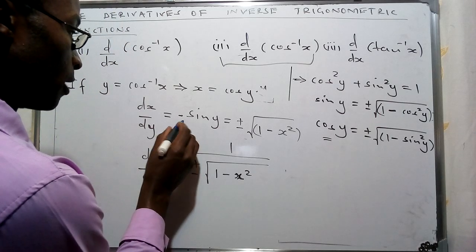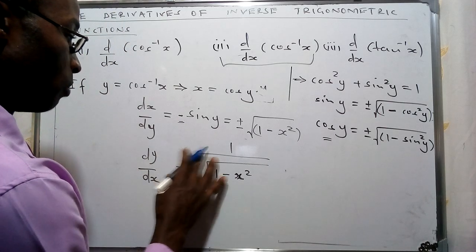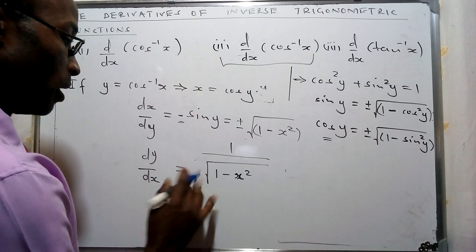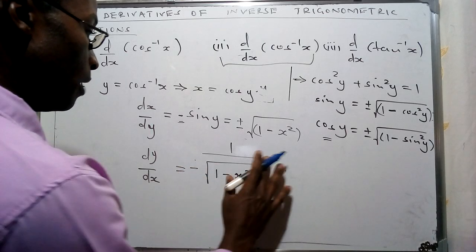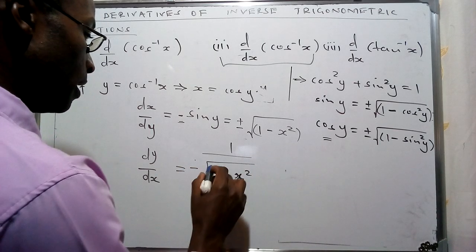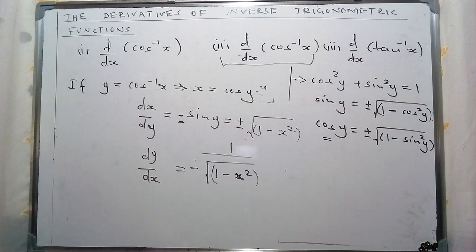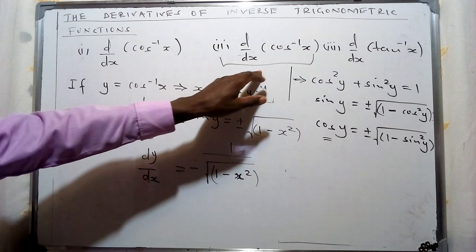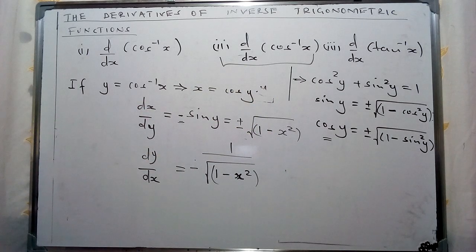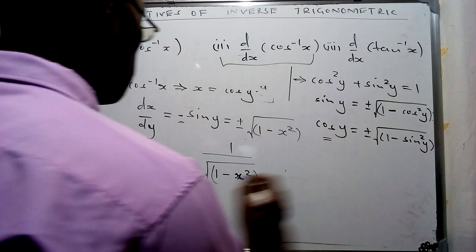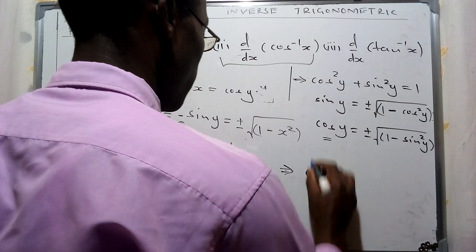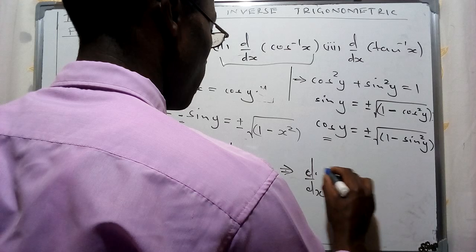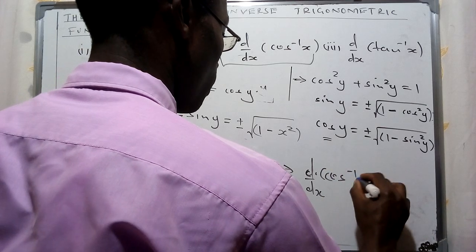But for the cosine function, we're going to see that this is going to be a negative value. So we shall have this given as negative 1 all over the root of x minus x squared. This gives us the value for this specific function, the derivative of the cosine inverse of x, that is d over dx of the cosine inverse of x.